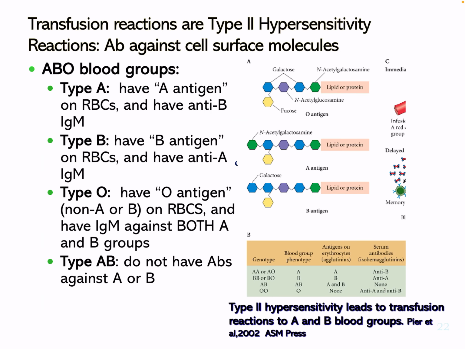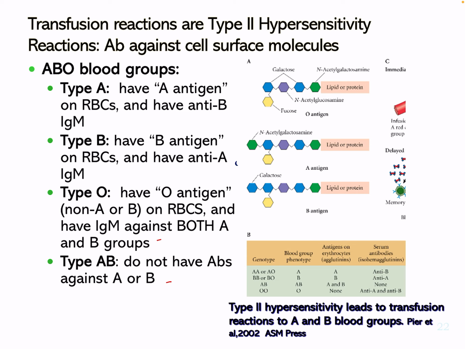You've probably heard of these type 2 reactions with our blood antigens, with our 4 different types: A, B, O, and AB. Type A blood has antigen A on RBCs, but has anti-B IgM. Type B has antigen B and has anti-A. Type O doesn't have A or B antigens and has IgM against both A and B, whereas type AB does not have antibodies against A or B. So that's the universal recipient and the universal donor.